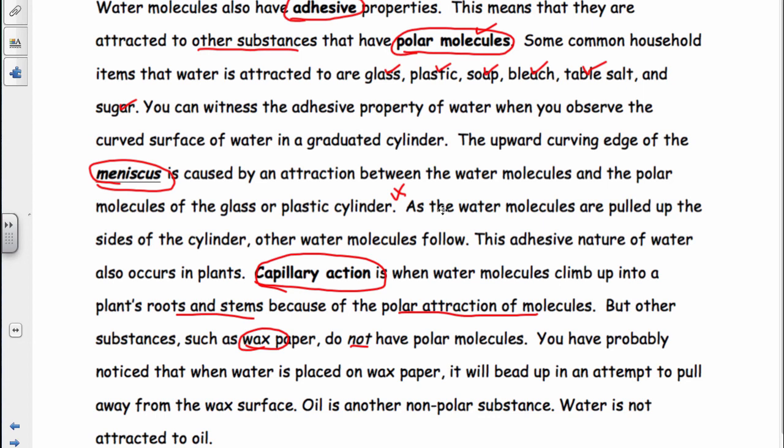So in understanding the adhesive qualities of water, we need to understand that adhesive kind of points us to this idea of water sticks really, really well to other polar substances, the same way water sticks really, really well to other water molecules that are also polar. And then what about this idea of capillary action? Let's look at this a little more closely.